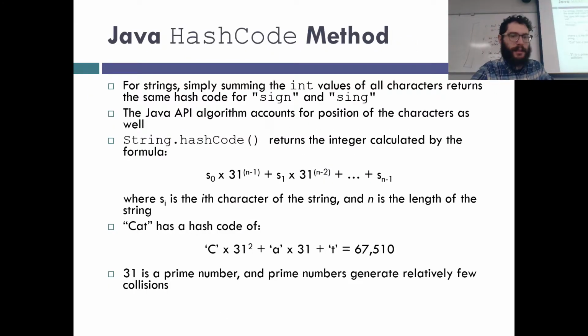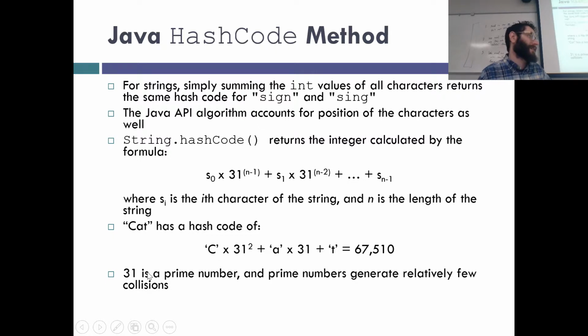How does it work for strings? You might think, okay, let's turn all the characters in the string into integers and add those all together. But that would give you the same hash value for sign and sing. So it uses a more complicated formula. Basically, it takes the first letter and multiplies it by 31 to the n-1, where n is the number of characters in the string, plus the second letter times 31 to the n-2, and so on and so forth.